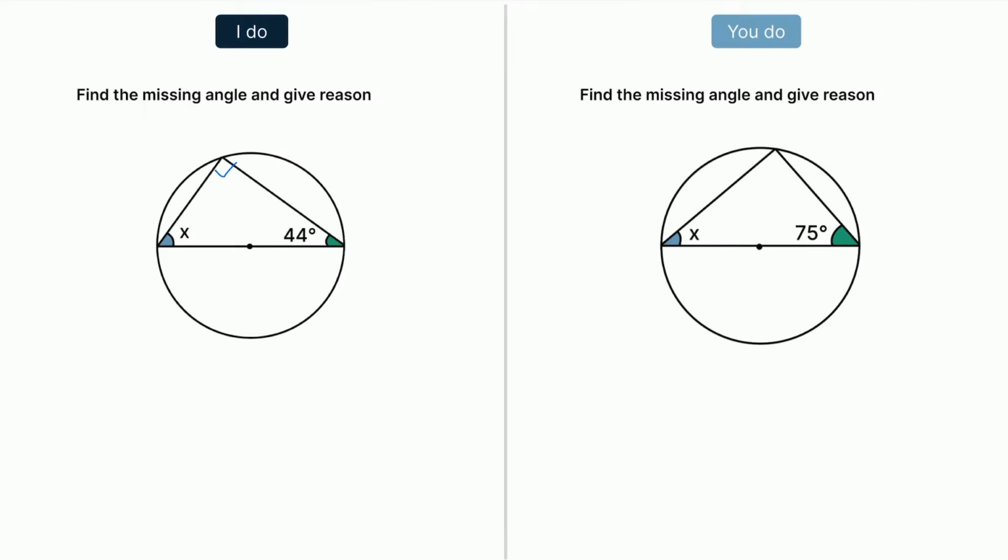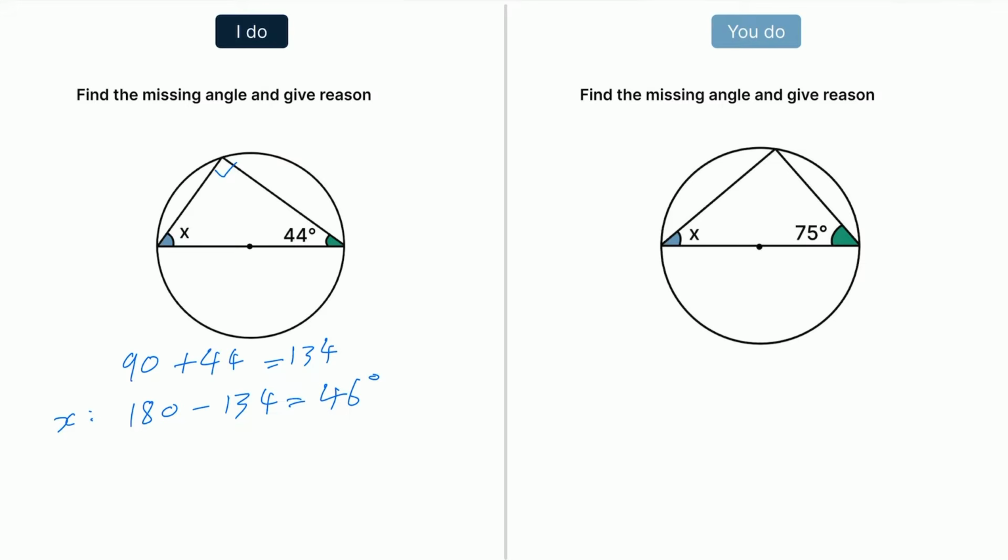And we can say then, since angles in a circle, well, if we do 90 plus 44, we get 134. And if we do 180, take away 134, because angles in a triangle add up to 180, we get 46 degrees. Okay, so that is what x is.